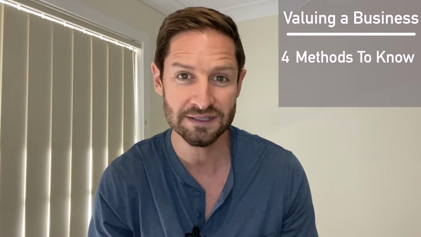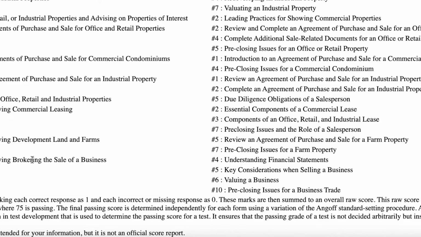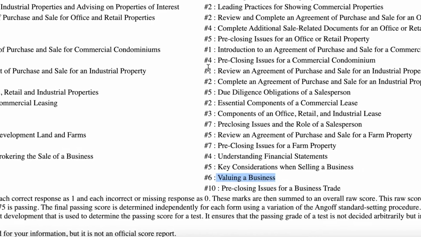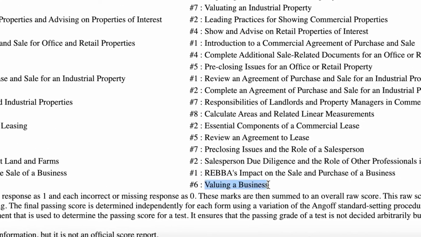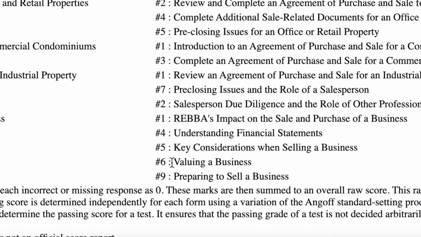This is such a specific topic, valuing a business, and there are 4 different methods. If you read the title, this is course 4 and this will be on the exams. Almost all of the Humber exam reports I see, there's one consistent area students seem to struggle with over and over again. Valuing a business keeps showing up.